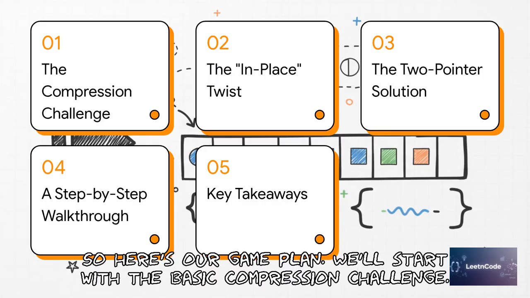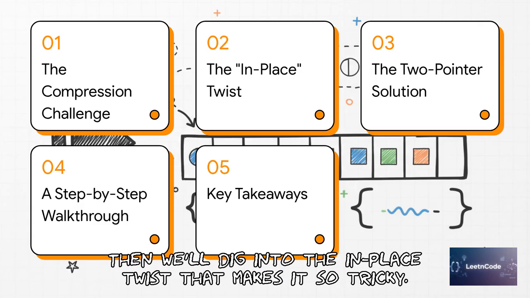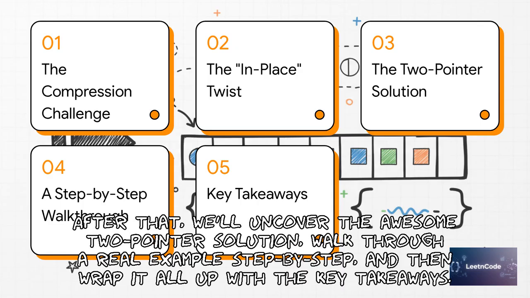So here's our game plan. We'll start with the basic compression challenge. What are we even trying to do? Then we'll dig into the in-place twist that makes it so tricky. After that, we'll uncover the awesome two-pointer solution, walk through a real example step by step, and then wrap it all up with the key takeaways.